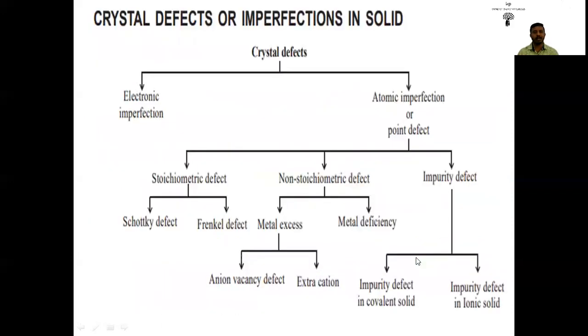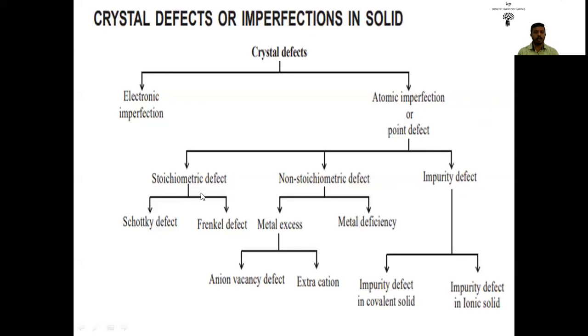Then, crystal defects are imperfections in solids. So you know that crystal defects are classified into two types. One is electronic imperfection, then atomic imperfection, which is also known as point defect. In general, point as well as line defect. So what is line defect or electronic imperfection? Line defect means the defect occurs in an entire row of particles. And atomic imperfection or point defect means the defect occurs only at a particular point. And point defect is further classified into three types: stoichiometric defect, non-stoichiometric defect, and impurity defect.